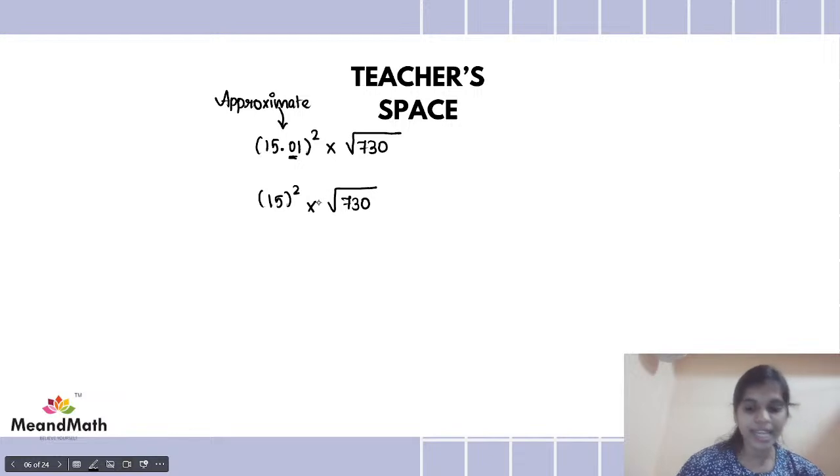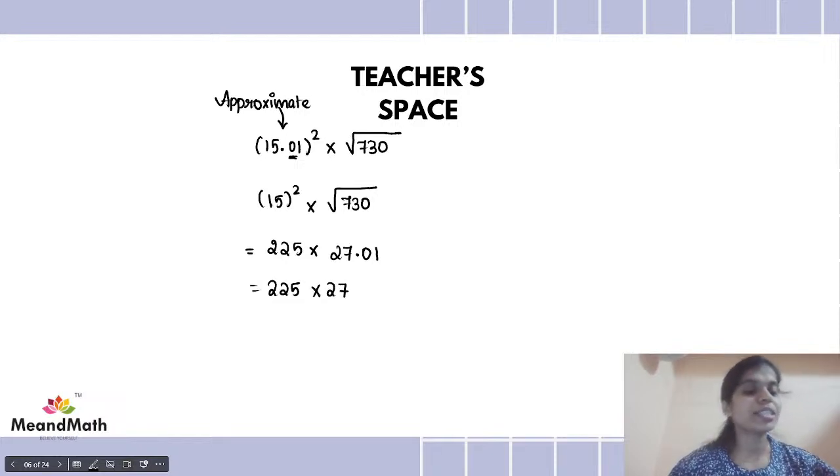Ma'am, 6125 is the answer. Okay, we can check with our answer. So what is 15 square? 15 square is nothing but 15 times 15. That is 225. And square root of 730, what is the value? 27.01. Again, I am going to estimate this value. That is 225 times 27. Yeah, Danshika, your answer is right, but it is without approximation. We can approximate, right? So we can start getting the nearest value.